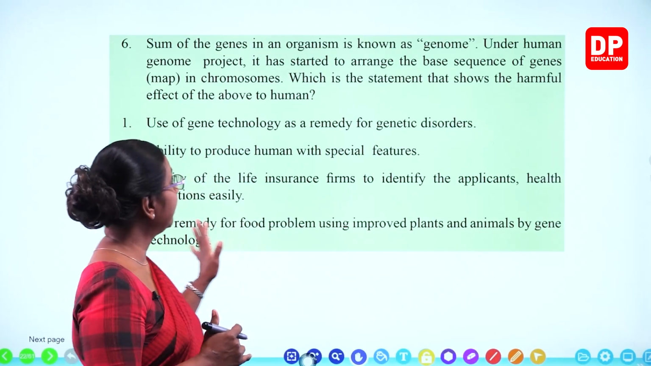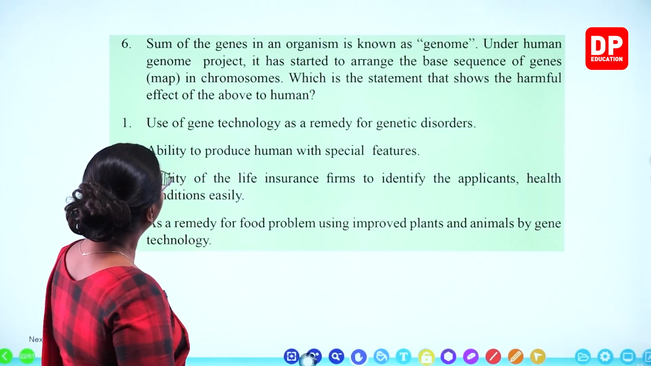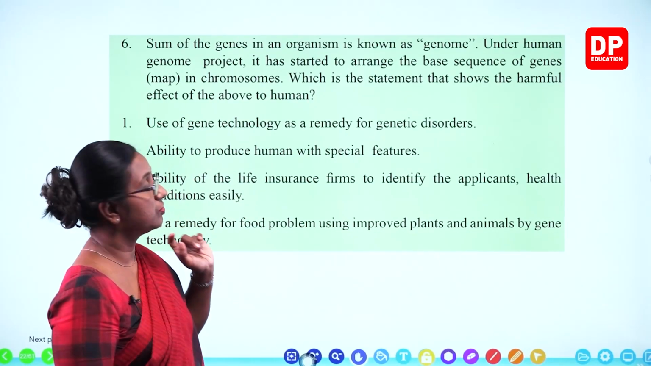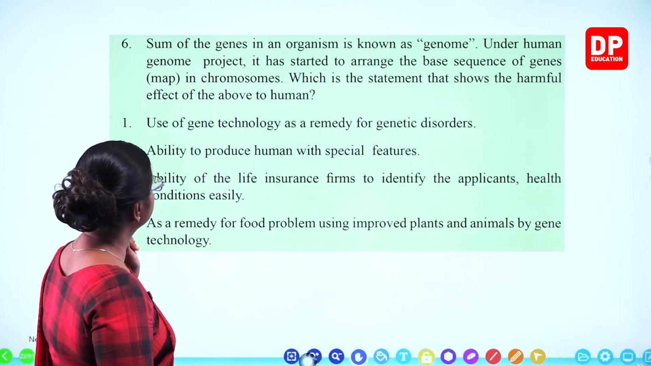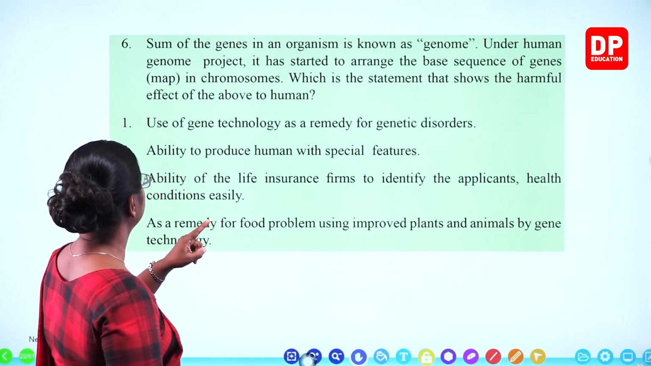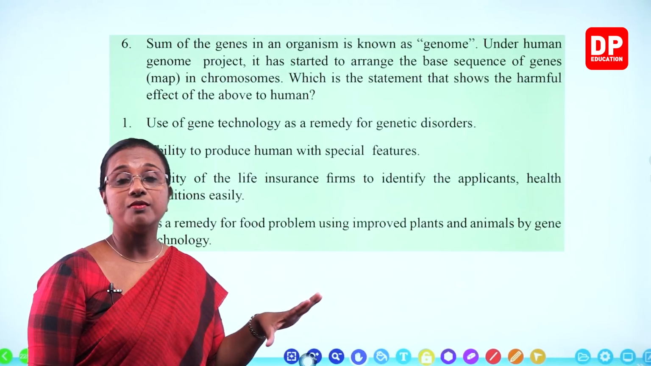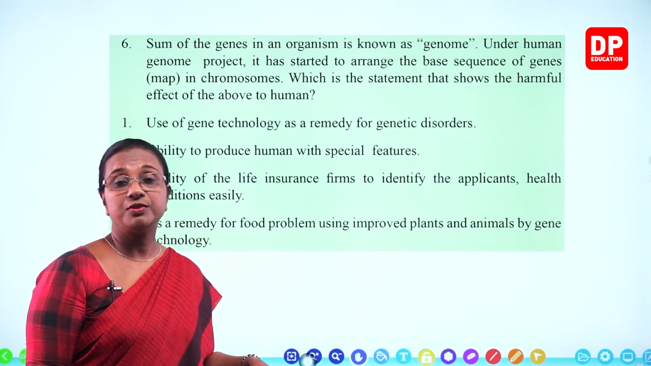So like that, we have different chromosomes having different genes in them. All that together, the sum of the genes in an organism is known as the genome. Under the Human Genome Project, it has started to arrange the base sequence of genes. That is, they are mapping the genes of a person, humans. So they have the 23 pairs of chromosomes.